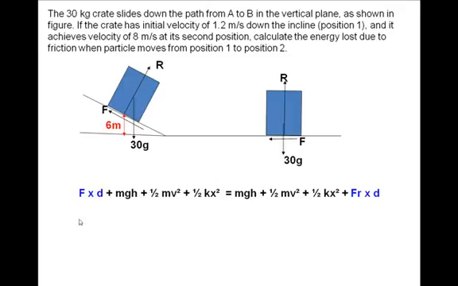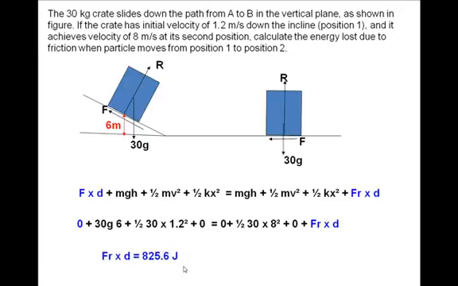All right, we write our equation. F into d is 0, yes. mgh is 30g into this height 6. I take this level as reference now. Half mv square, yes, v was given as 1.2. Half kx square is 0, is equal to mgh plus half 30 into 8 square. The velocity here is 8. Plus no spring, so half kx square is 0, plus friction into distance. Now this sum total is asked. That's the energy, which comes to 825.6 joules, which is the energy eaten up by friction while going from here to here.